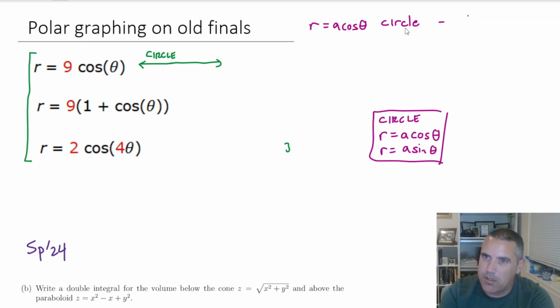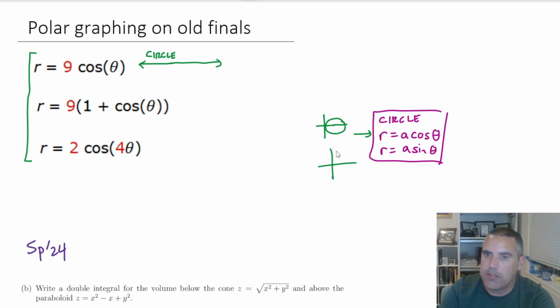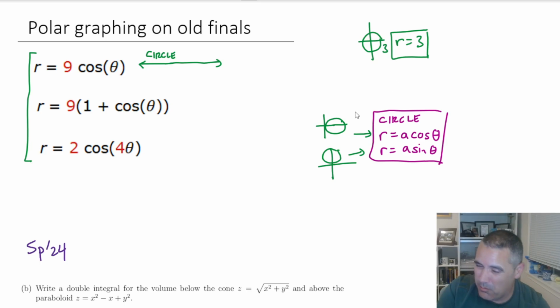If it's a circle centered at the origin, then r is just a constant. Okay, so we have a circle not centered at the origin. Another circle not centered at the origin is actually what this is. And then you have the circles that are centered at the origin. Let's say a circle of radius 3 is just r equals 3. So there's a small library that encapsulates a huge number of old finals when I looked at them. They are just these.